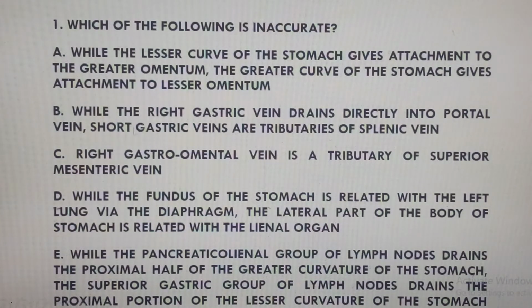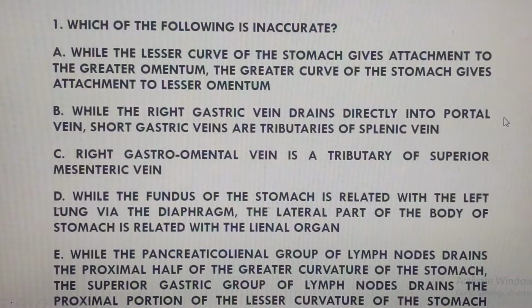The reason is simple, because the lesser curve of the stomach, yes, is lesser, and therefore it should give attachment to the lesser omentum, that peritoneal fold, and then the greater curvature of the stomach should rather provide surface for attachment by what we call the greater omentum. So already this is the answer because it is the wrong statement. But let's move on and look at other options.